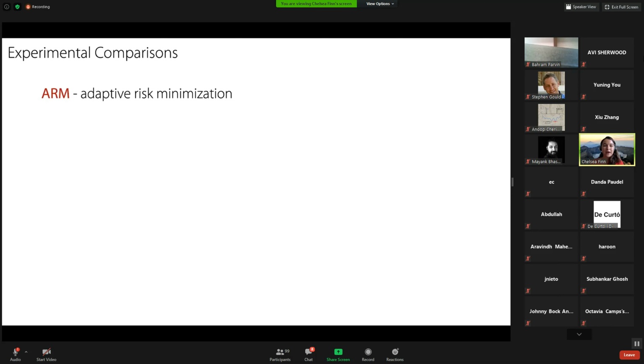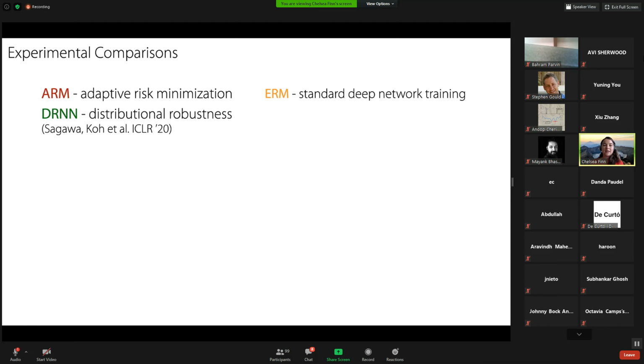So how does this do? We compared adaptive risk minimization to empirical risk minimization, distributional robustness, and specifically a previous method that actually combined DRO methods with neural networks, as well as a solution that tries to upweight the groups to the uniform distribution rather than training on the empirical distribution of groups.